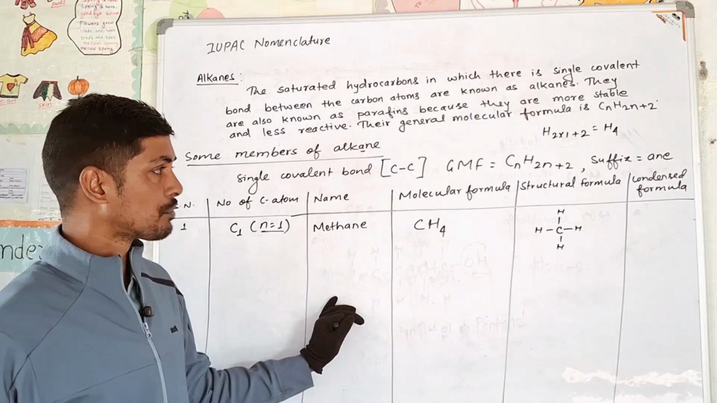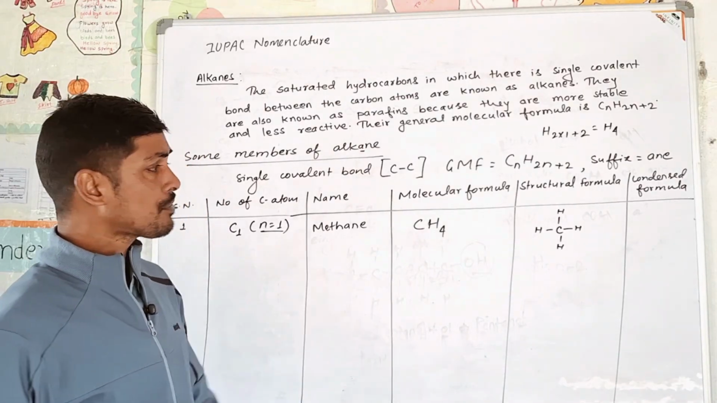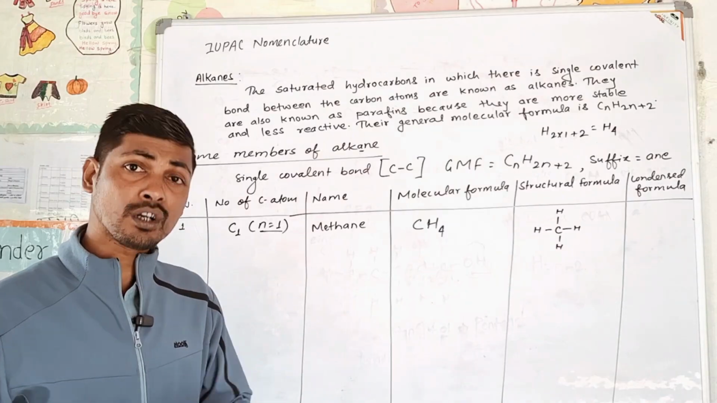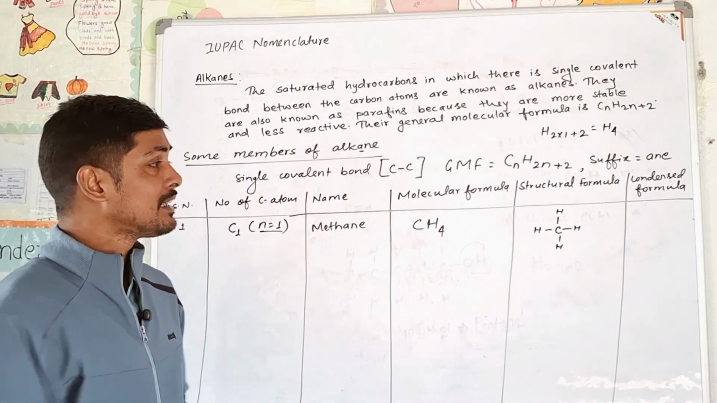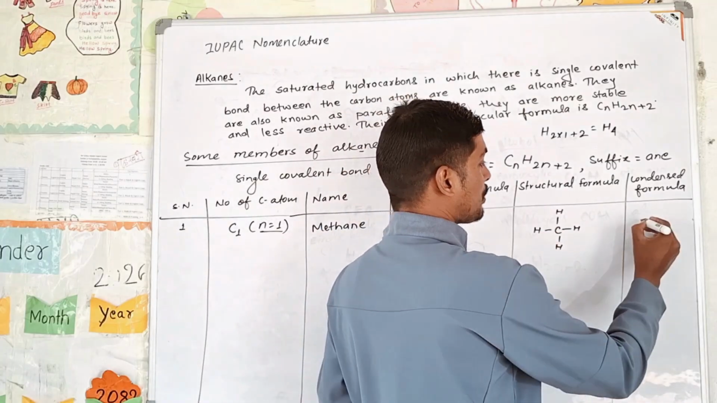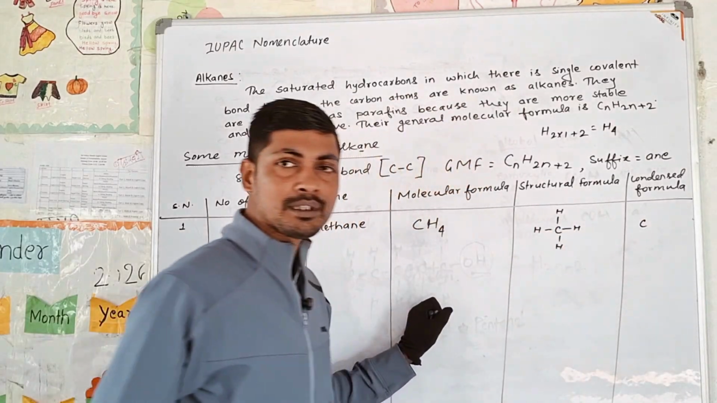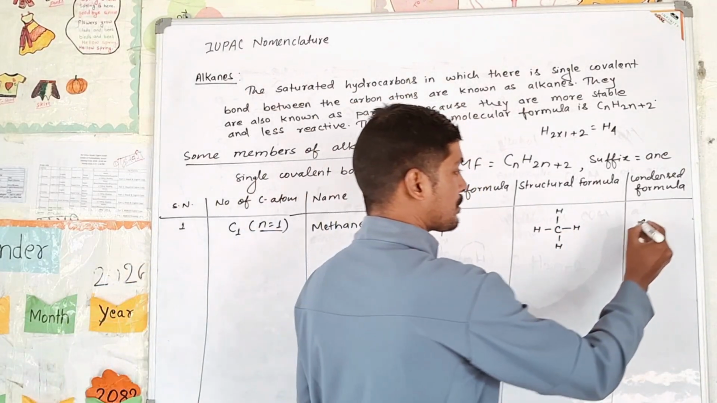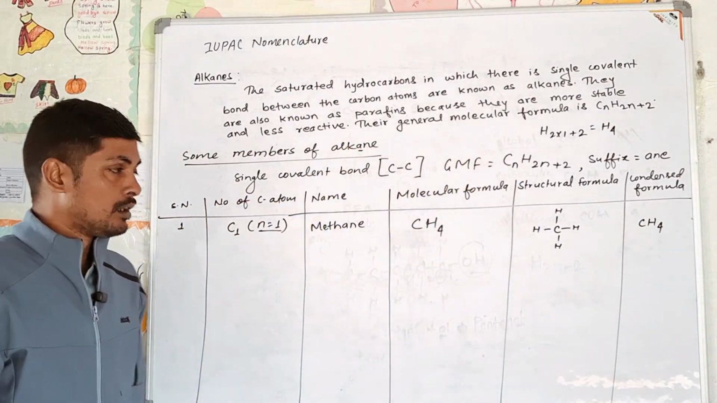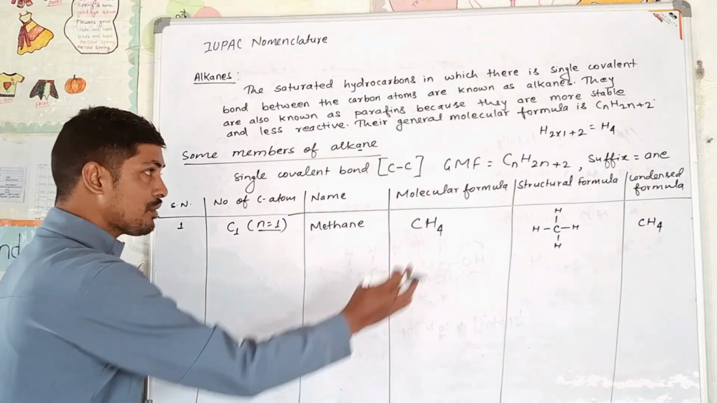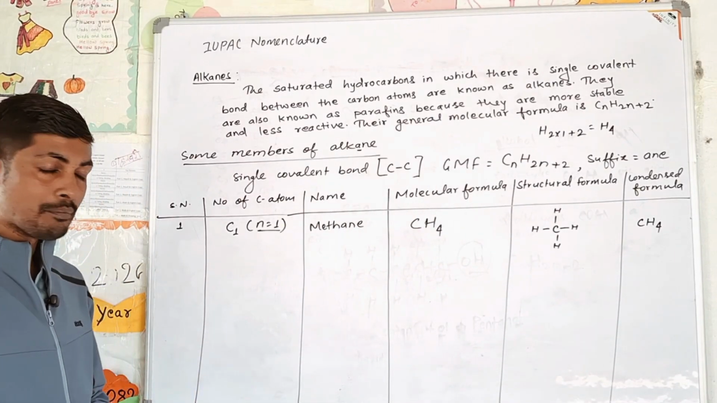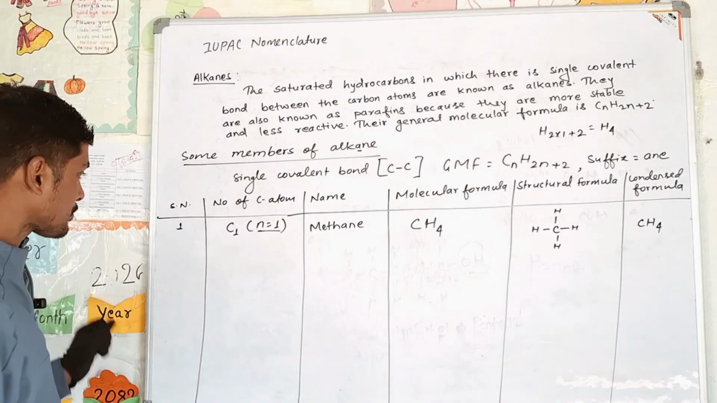After the structural formula, the condensed formula. Condensed formula means the number of hydrogen or other atoms with each carbon in the structural formula. Now you see here, there is only one carbon, and around that one carbon there are how many hydrogens? 4 hydrogens. So CH4 is the condensed formula. In this case, the molecular formula and condensed formula are the same, but in other cases it will be different.